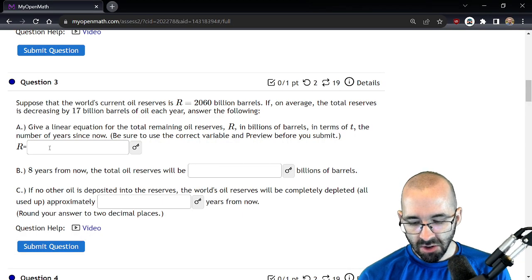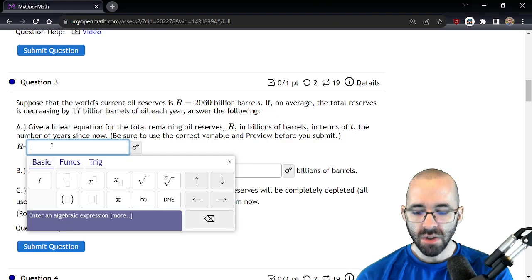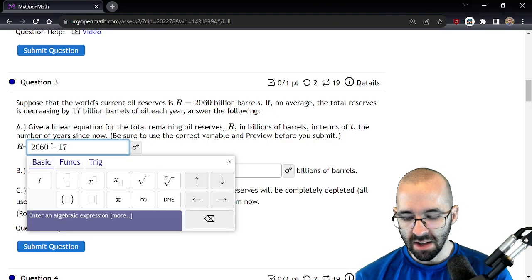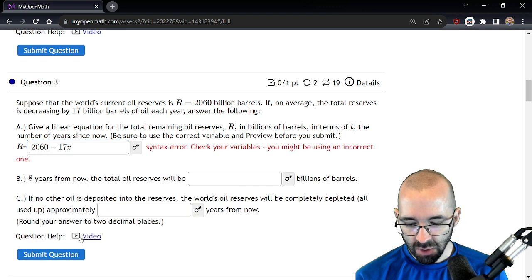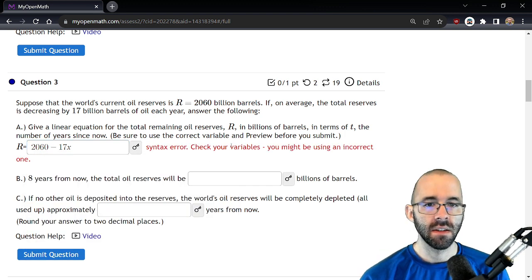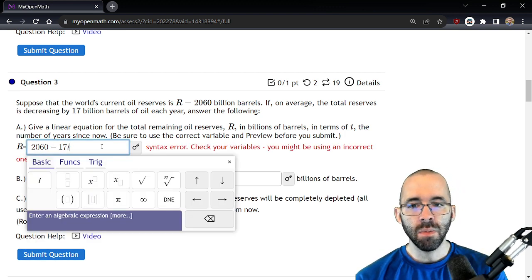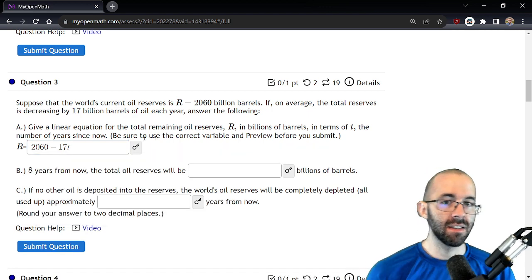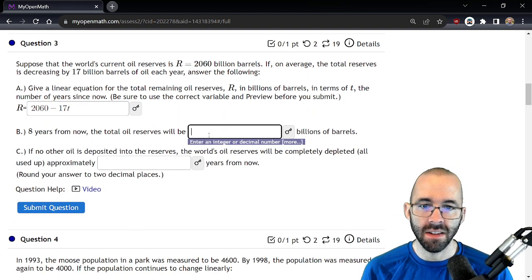So when it says use the correct variable, that just wants you to know that if you wrote 2060 minus 17 times x, it would give you the wrong thing. Okay. Our input variable is time here. And now it's much happier.